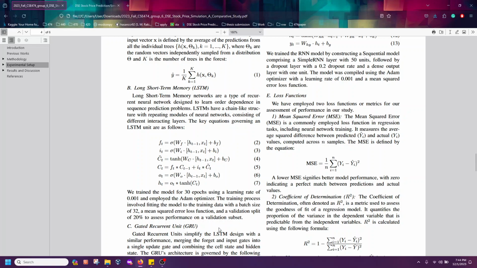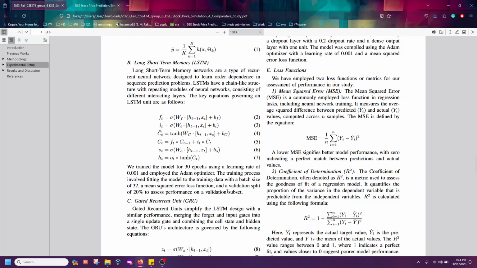We trained the model for 30 epochs using a learning rate of 0.001 and employed the Adam optimizer. The training process involved fitting the model to the training data with a batch size of 32, a mean squared error loss function, and a validation split of 20%.